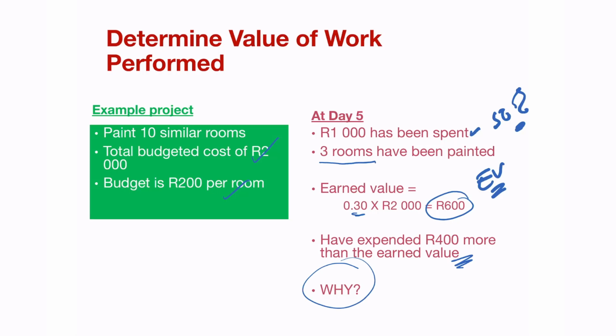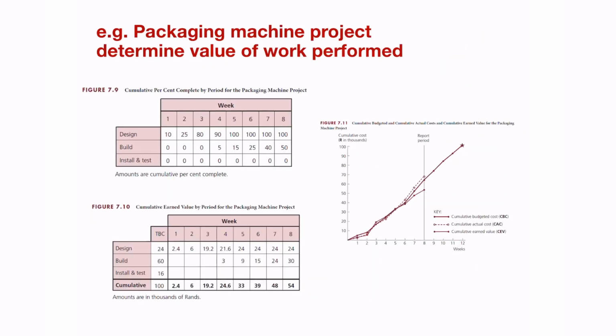Well, in this case, it could be explained simply that you might have had to end up buying all of the paint material cost all up front before you could start painting the rooms. So that could be one explanation. But earned value is an important element to compare and measure how much work has been done and received, or valued in value terms, versus the amount of money that has been spent.